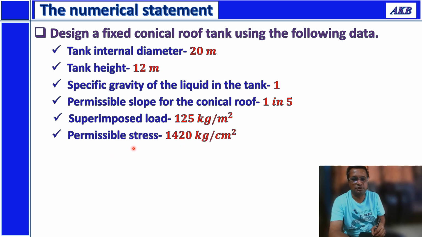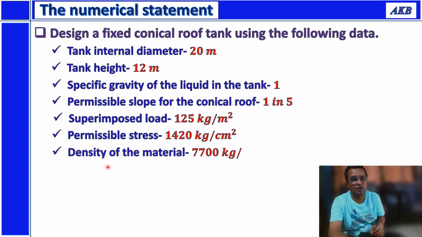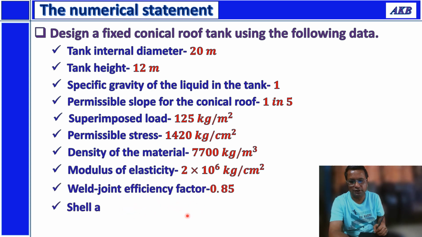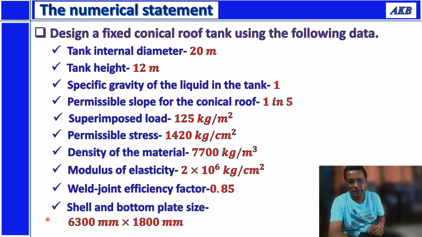Permissible stress for the material of construction is given, it is 1420 kg per centimeter square. Density of the material of construction is given to us, it is 7700 kg per meter cube. Modulus of elasticity for the material of construction is given, it is 2 into 10 to the power 6 kg per centimeter square. A weld joint efficiency factor is given, it is 0.85.